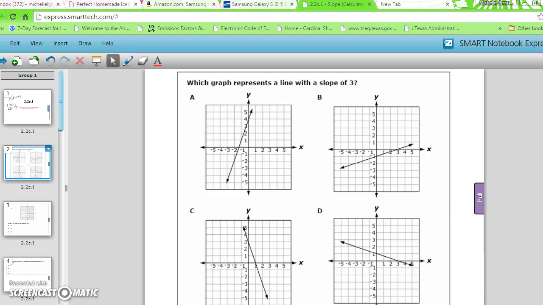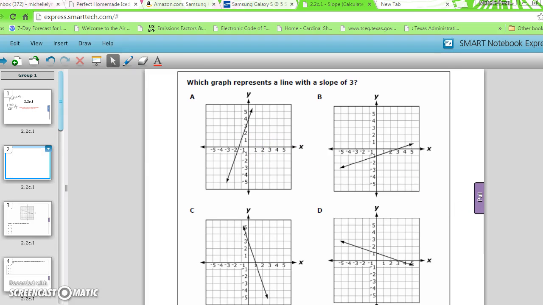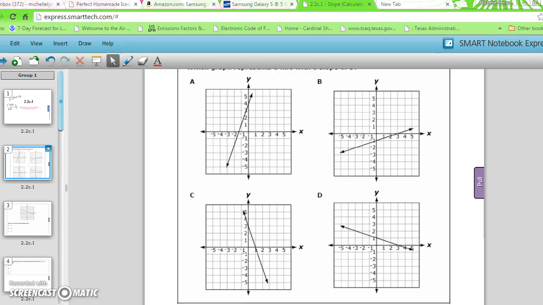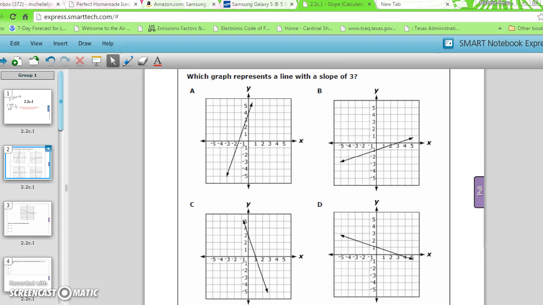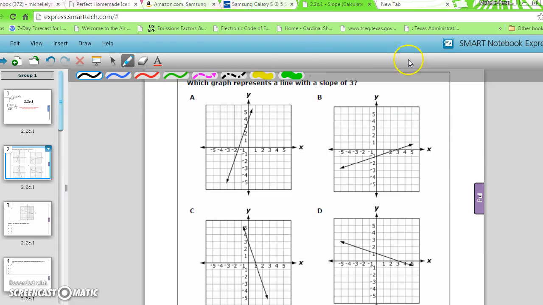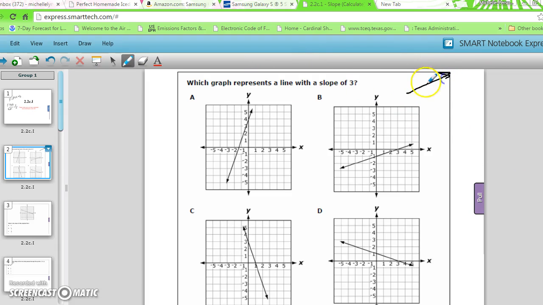Which graph represents a line with a slope of 3? On all of these questions where they ask you about slope or a line, I can pretty much guarantee you that you can eliminate 2 right off the bat based off of the slope. Remember that positive lines look like this. That's a positive line, and a negative line looks like that. So this is positive 3, and we can already get rid of C and D because those are negative lines.